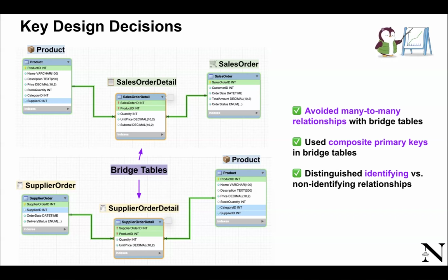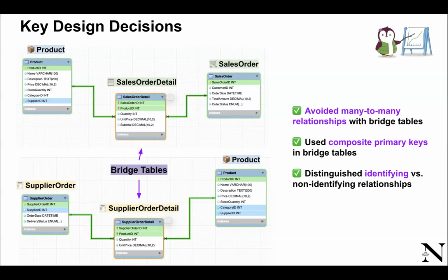So first, consider the relationship between the sales order and products. A sales order can include multiple products, and a product can appear in multiple orders. So this is a many-to-many relationship.